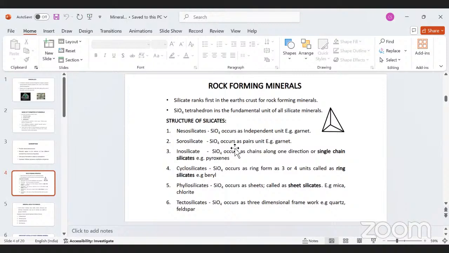Neso means island, meaning a single silicate structure. It is known as a nesosilicate. And garnet is also a best example for this, garnets and forsterite, like olivine group minerals. The second one is the double tetra structures.